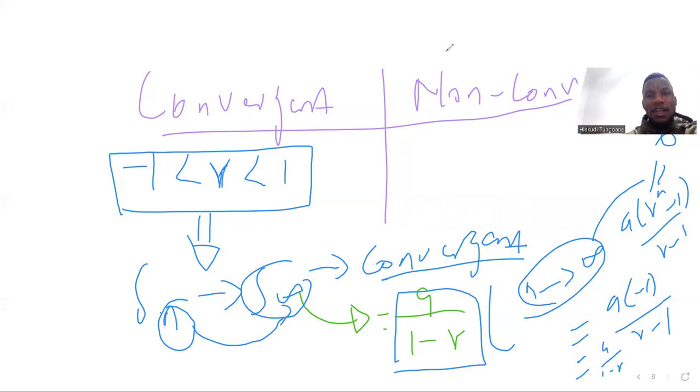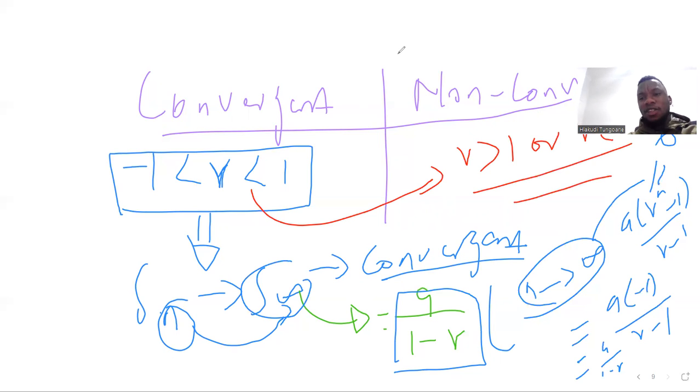Otherwise, if R is greater than 1 or R is less than -1, then it's non-convergent. Then you're going to use your usual Sn formula.